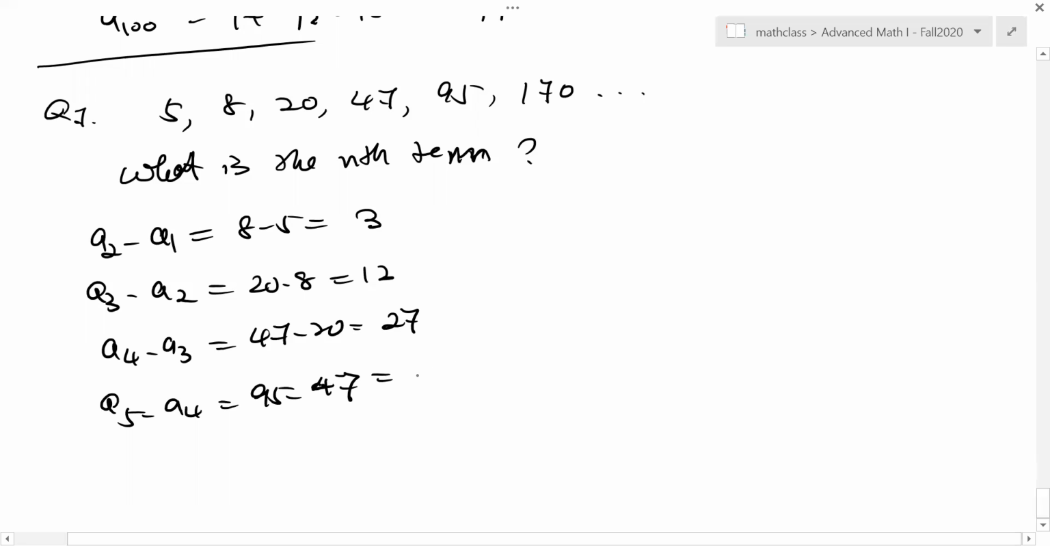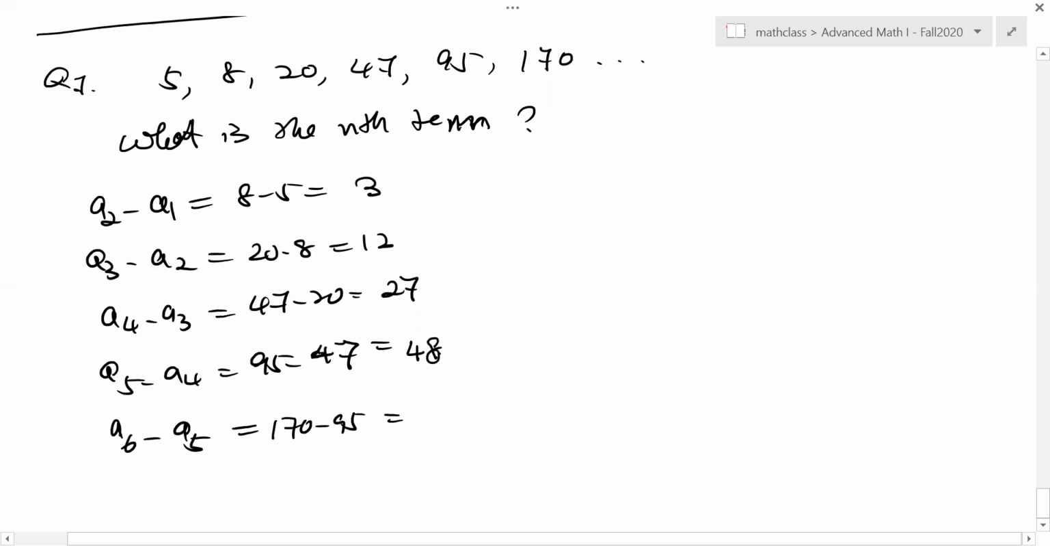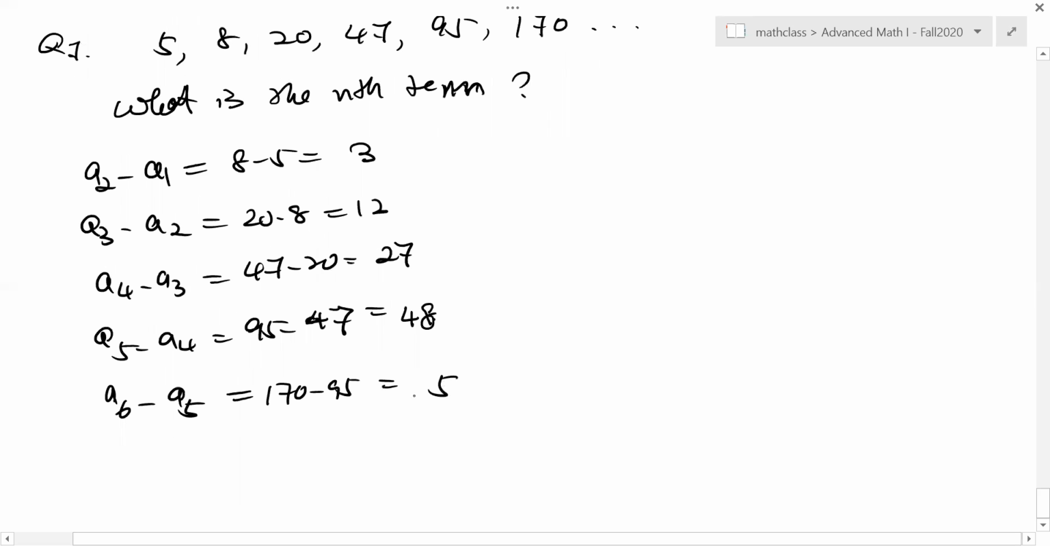So what is that number? Okay. So that is a 4, I think it's 8. Okay. Yeah, 48. A6 minus A5, 170 minus 95. Okay, so that is going to be 75, right? Yes.